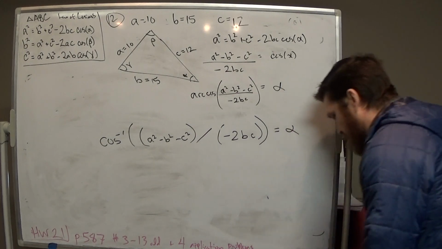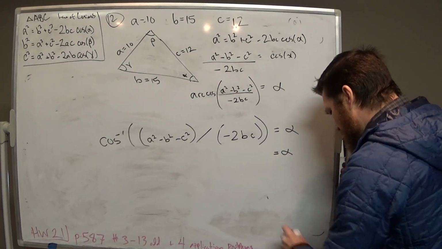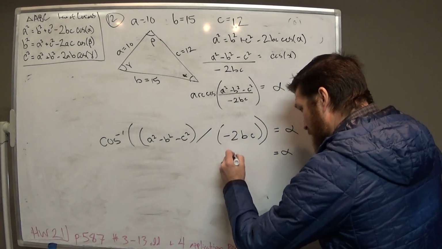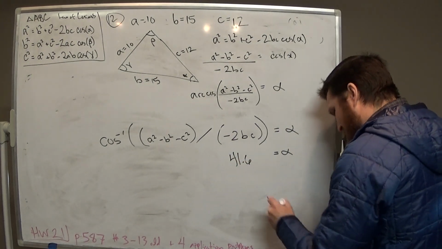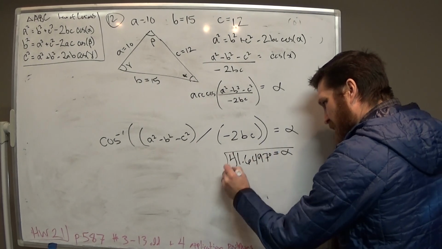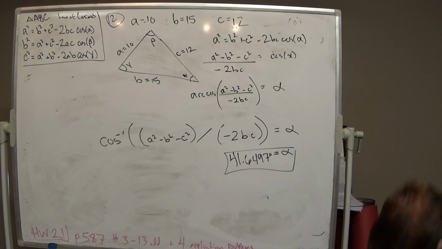Okay, so this tells me that alpha is equal to 41.649 and so on. 41.6497, we'll round, 497 degrees. Okay. All right. Now what?